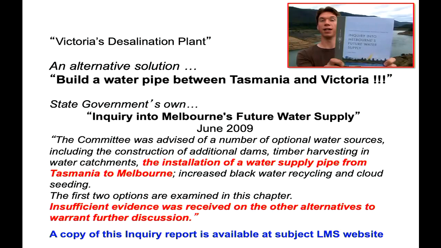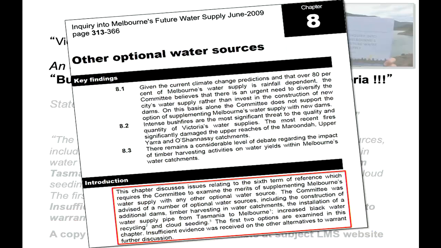Now, options like that were rejected very quickly, and there's a copy of this report up on the website for you to look at. It's a multi-hundred page document, pages 313 to 366. That's how much they put into the alternative strategy. Not a 10-page summary, or someone doing 20 pages worth of calculations and then deciding that it wasn't worth pursuing.